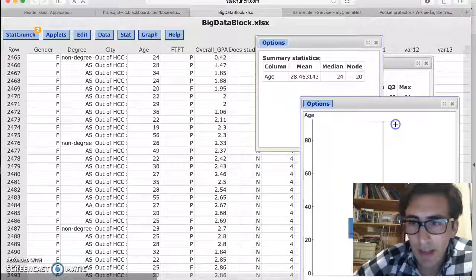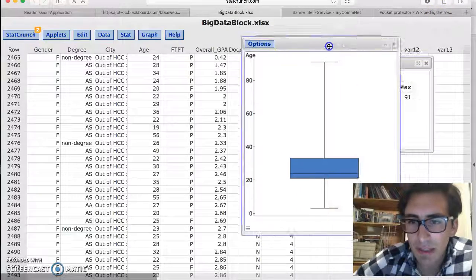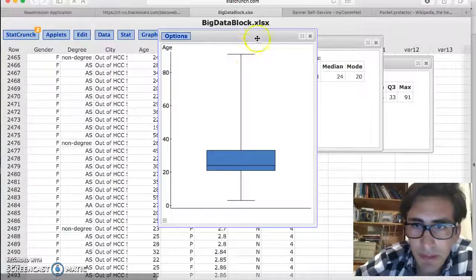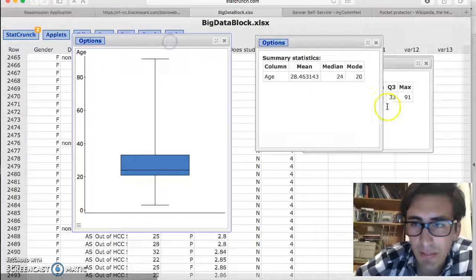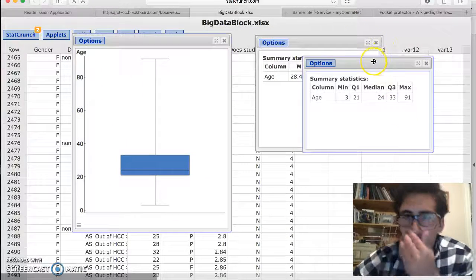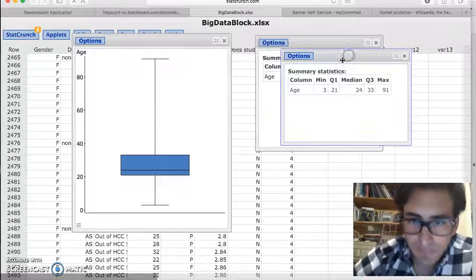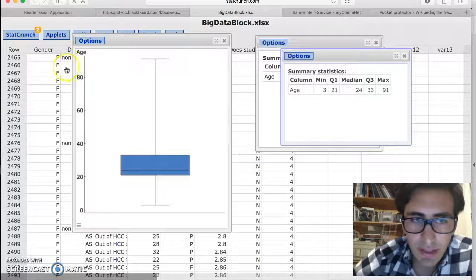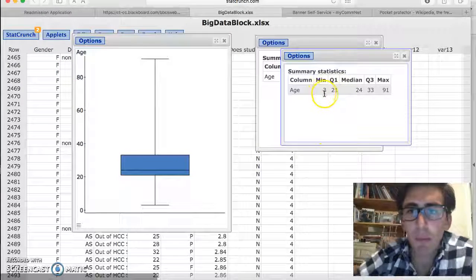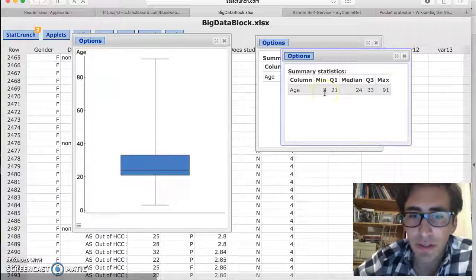As a graph, I put them in a box plot, as we can see here. This really captures the five number summary. For the data set we worked with, the minimum was 3, so that means that the youngest person in the data set was 3 years old.